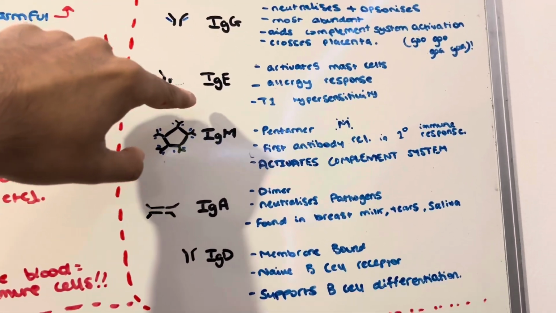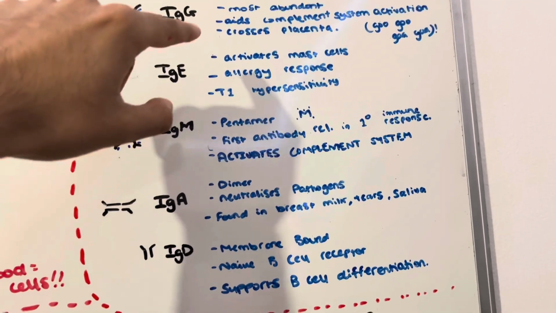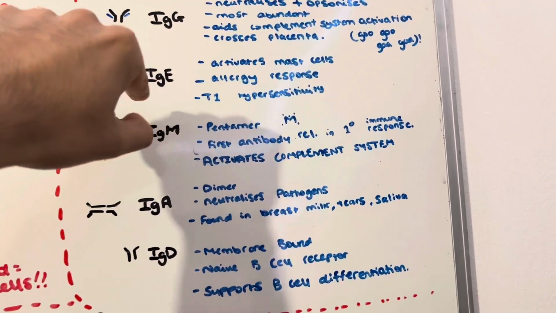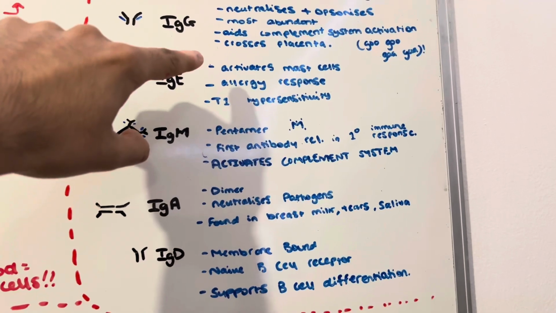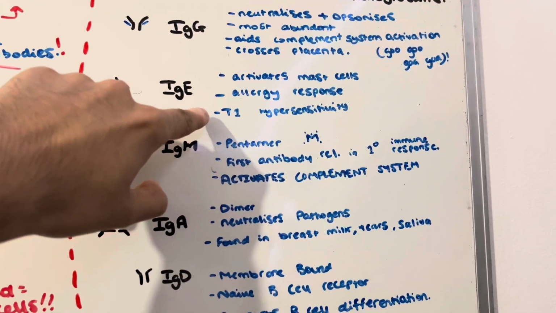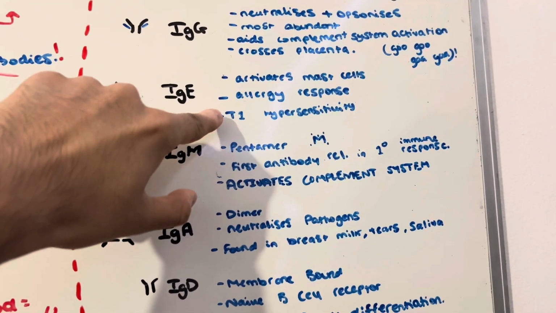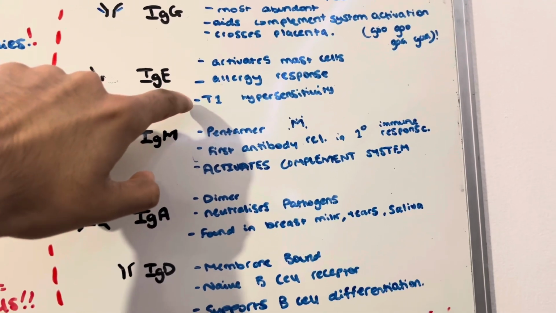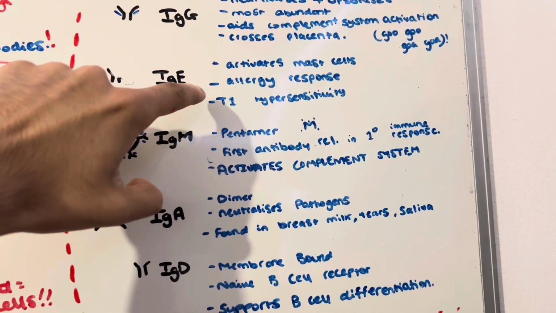Next, we've got IgE, E for allergy. IgE would activate your mast cells and is involved in your allergic response. I don't know what this means. I'm assuming, inshallah, when I watch this video again, I'll probably understand it. So it's involved with type 1 hypersensitivity.